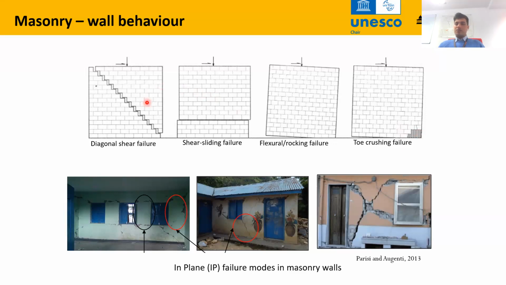So these different failure modes occur because of the different loading conditions, because of the different size of the piers, the aspect ratio, the height to length ratio, the thickness of the wall, and so on. And these photographs below show some of the experienced damages that are similar to the different failure modes just seen here. These are all in-plane failure modes.